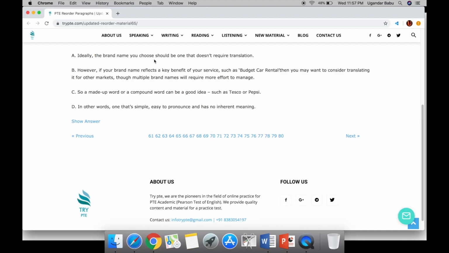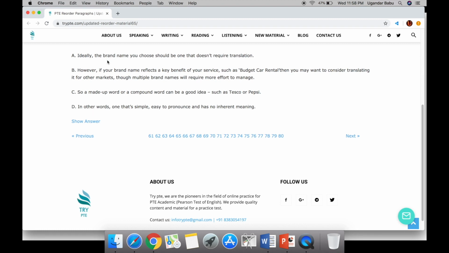Ideally, the brand name you choose should be the one that doesn't require translation. This can be the independent sentence. However, if your brand name reflects a key benefit of your service, this cannot be the independent sentence. A made up word or a compound word also cannot be the independent sentence. In other words, this also cannot be the independent sentence. So this is the first sentence.